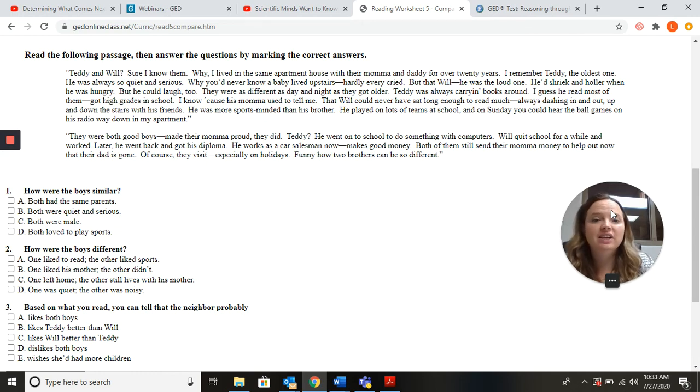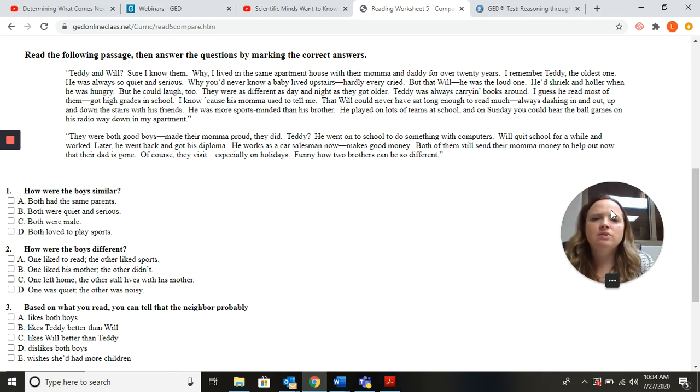As they got older, Teddy was always carrying books around. I guess he read most of the time, got high grades in school. I know because his mama used to tell me. That Will could never have sat long enough to read much, always dashing in and out, up and down the stairs with his friends. He was more sports-minded than his brother. He played on lots of teams at school, and on Sunday, you could hear the ball games on the radio way down in my apartment. They were both good boys, made their mama proud they did.